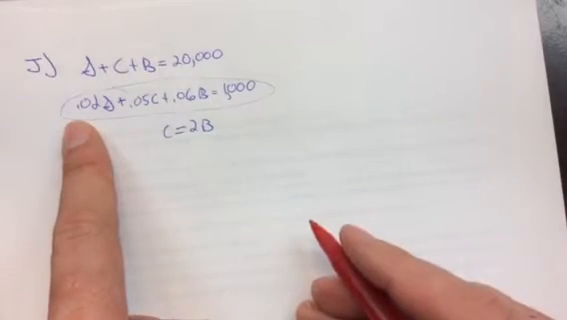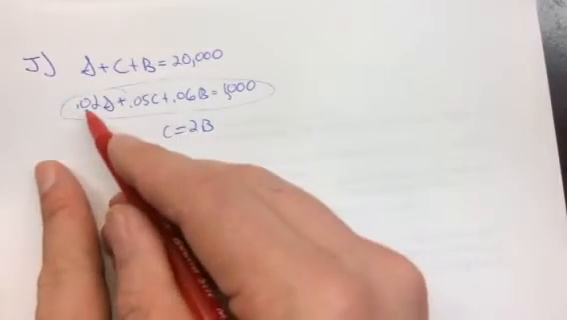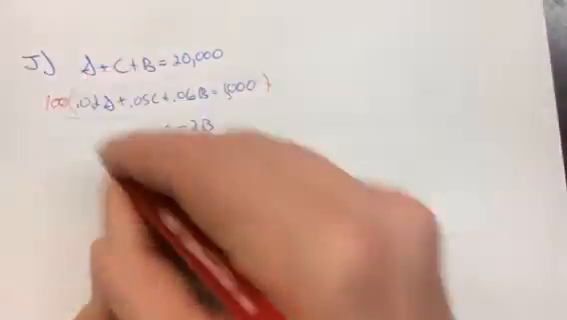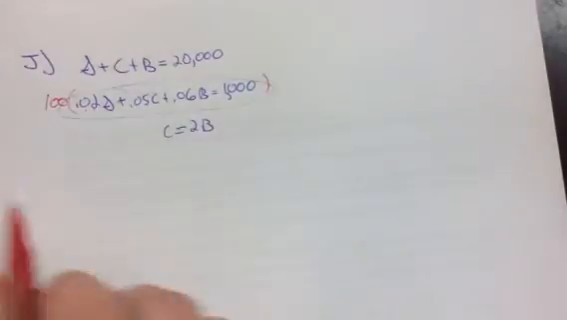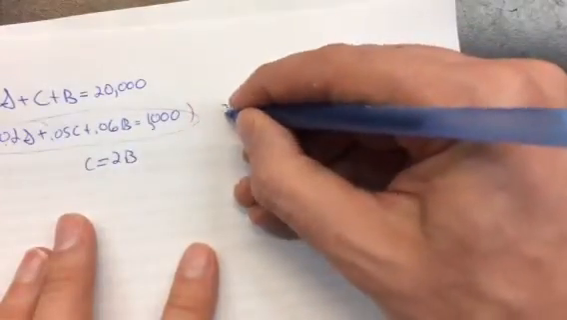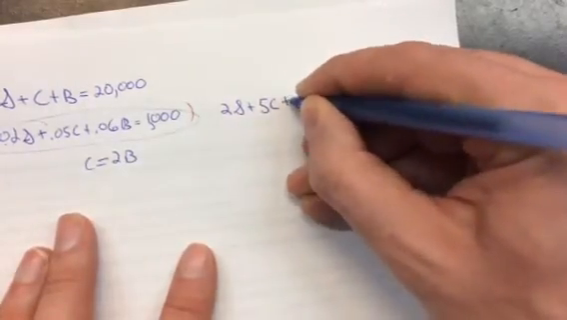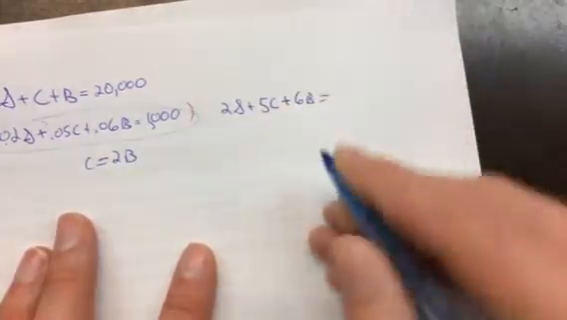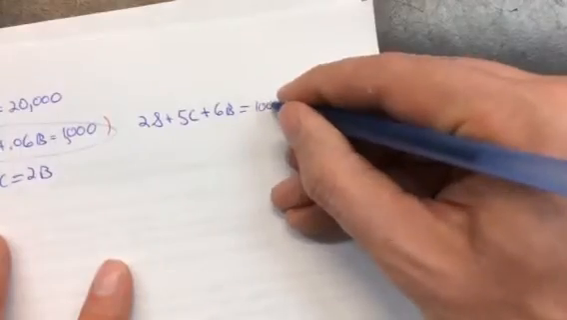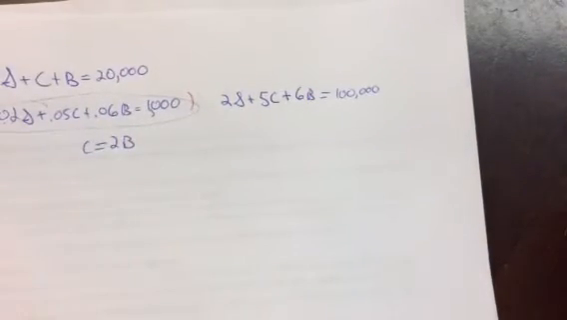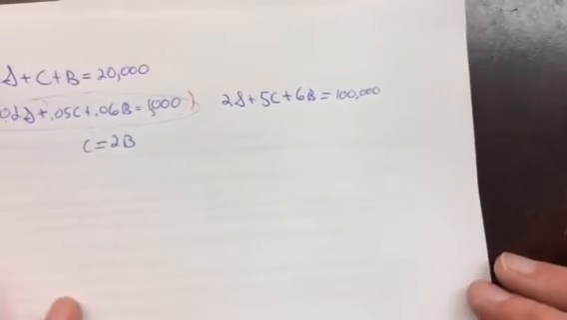And one thing you can do is before we start solving this, you can get rid of these decimals by multiplying both sides of the equation by 100. That moves the decimal place over by 2, and so we end up with 2s plus 5c plus 6b equals 100,000. So basically I multiplied both sides by 100 to make this be whole numbers. Okay, from here we're going to do exactly what we just did. Hopefully you understood how it works.